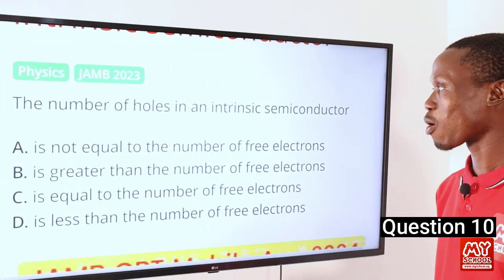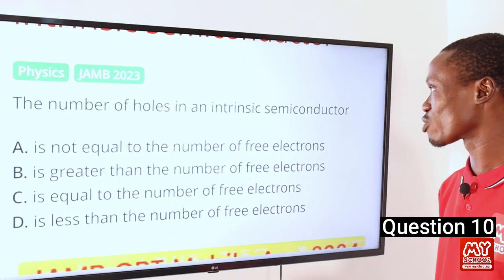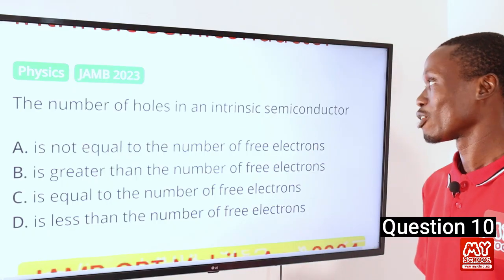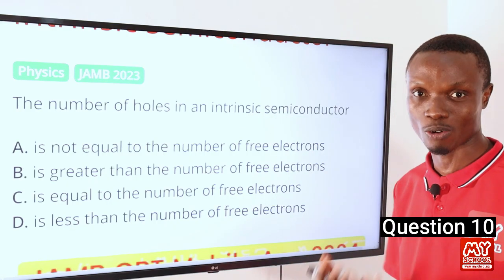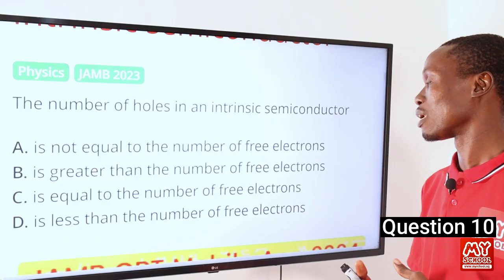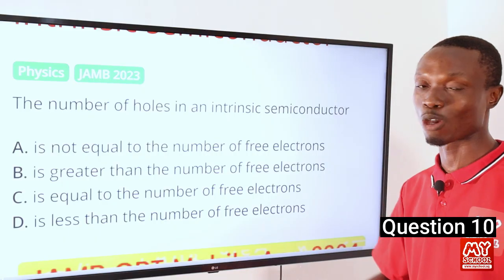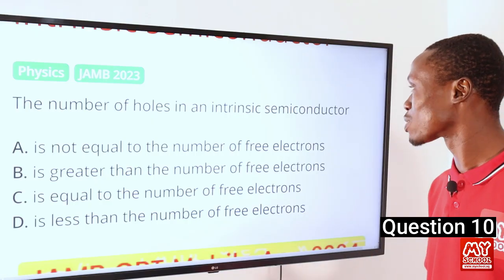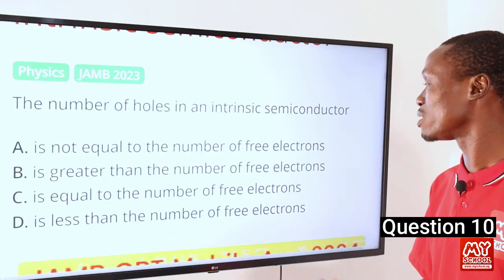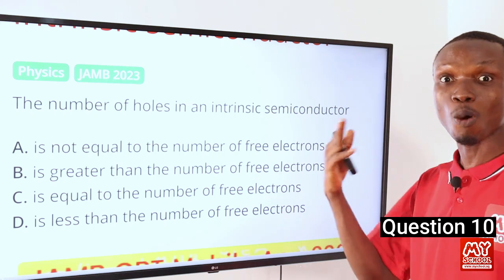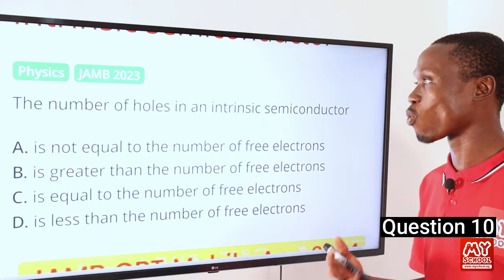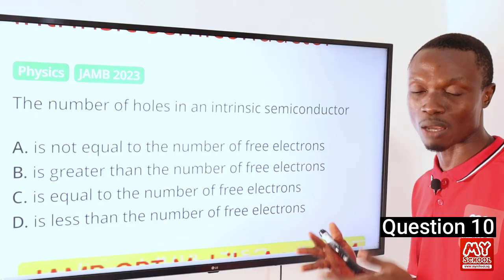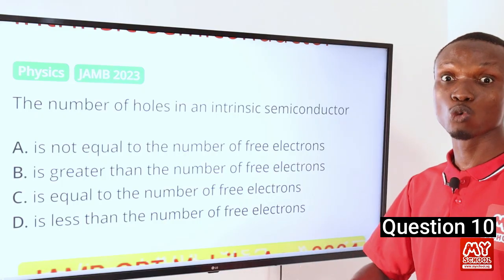Question 10. The number of holes in an intrinsic semiconductor is... First of all, let's get the meaning of intrinsic. Intrinsic means something natural, something inherent, like they will say in our local parlance, follow-come. So in a follow-come semiconductor, allow me to use that word, the number of holes is always equal to the number of electrons. In that case, that semiconductor is referred to as an undoped semiconductor.